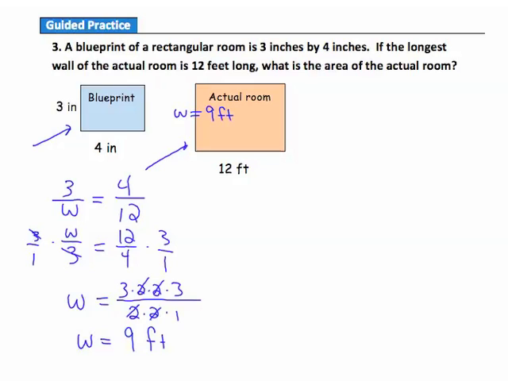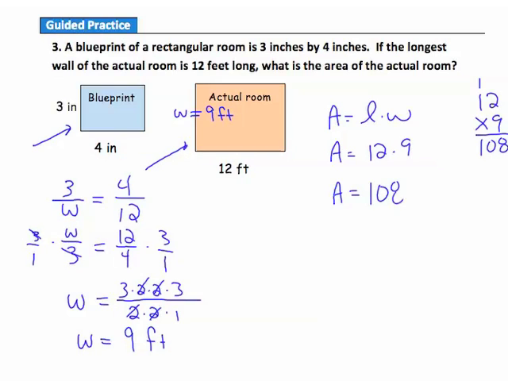Now that we know that, we can find the area. Again, to find the area of a rectangle, we take length times width. In this case, the length was 12. The width was 9. So 12 times 9. 9 times 2 is 18. Carry the 1. 9 times 1 is 9. Plus 1 is 10. So 108. And this is area. So we want to make sure we're using square units. In this case, square feet.